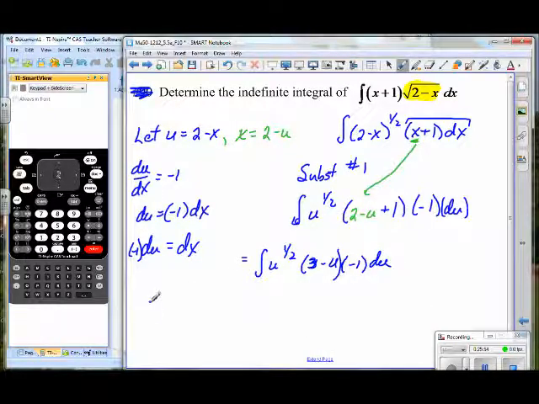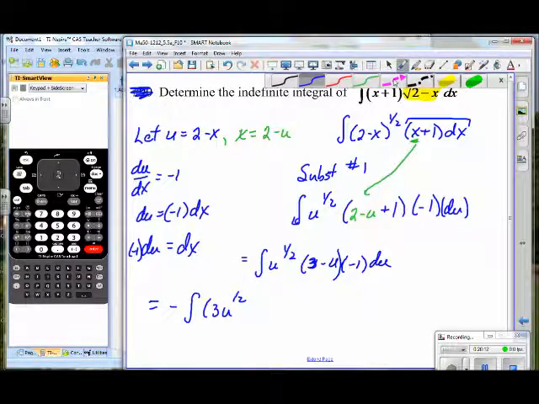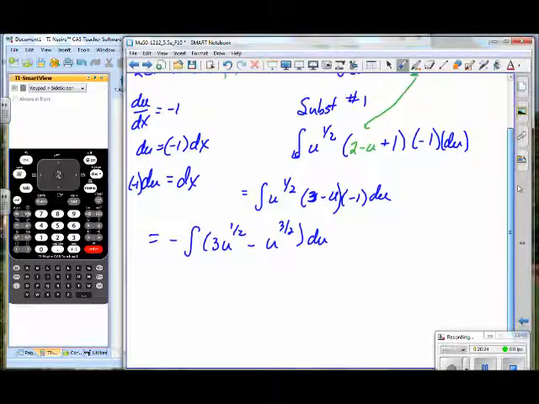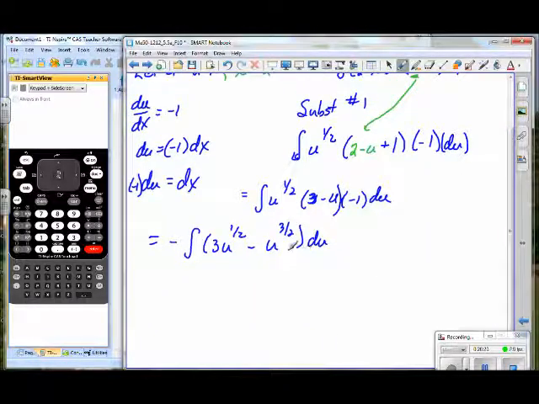Now if we look at this, that negative could come out in front, so let's just pull that out in front. And if I multiply u to the 1/2 times 3, that would be 3u to the 1/2, getting a little ahead of myself, minus u to the 3/2 du. Now we're doing all of this in order to get it into a form that we can then begin to work with just the simple integration rule.